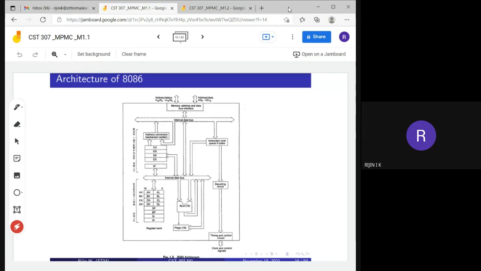Aditya? Okay, to store data. Correct. To store data, we will use the general purpose registers to store values. Then there are some pointers and index registers. We already discussed that. In 8086, two pointers and two index registers are there.